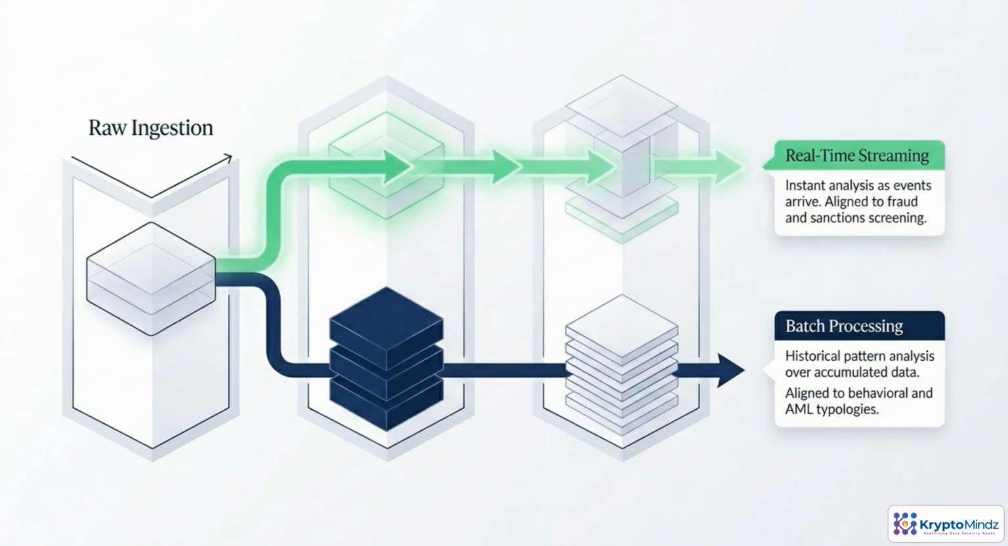In any serious KYC or AML platform, raw ingestion immediately splits into two analysis paths. The real-time stream is about seconds. Events are scored as they arrive, ideal for fraud checks and sanctions screening, where you must decide before money moves or an account is opened. The batch path is about depth. It aggregates months of activity to uncover behavioral patterns and AML typologies that no single transaction reveals. Robust architectures deliberately combine both views for every identity and account.